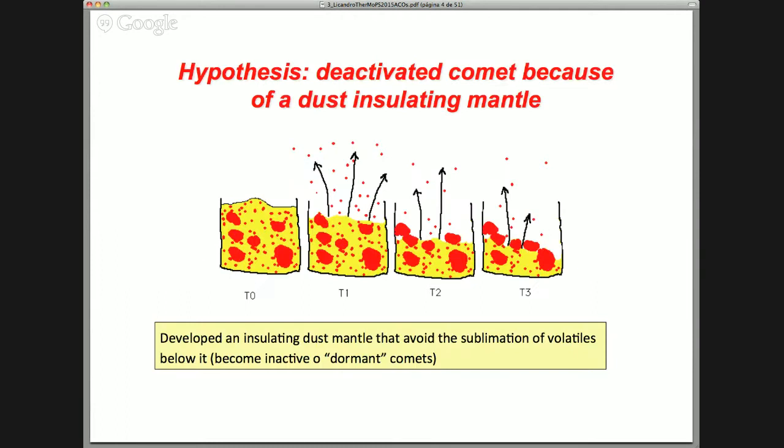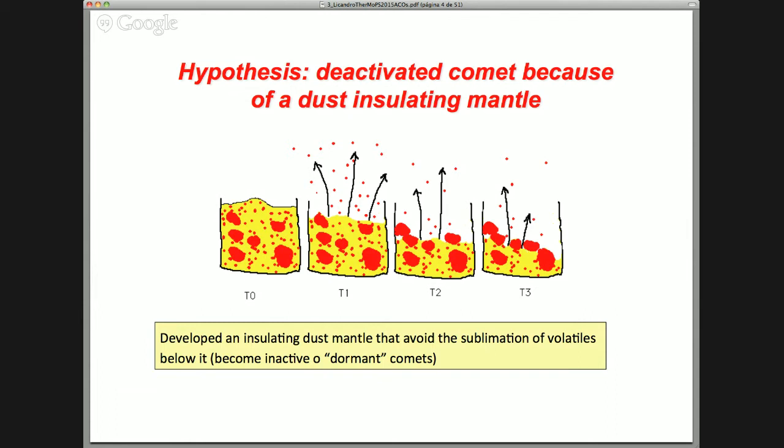So the main hypothesis is this old Jewitt design. You have the ice in yellow and the dust in red on the comet surface. Once the comet comes close to the sun and warms, it starts to sublimate ice and eject some dust, which deposits on the surface. Then you have a fine dust grain mantle on the surface that can isolate the ices of the interior, so the comet deactivates and becomes what I call a dormant comet.